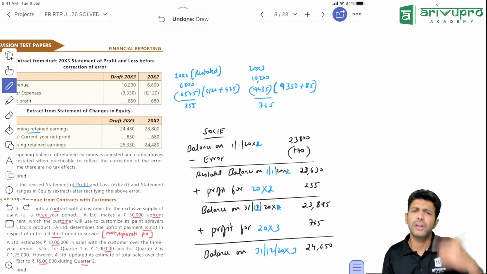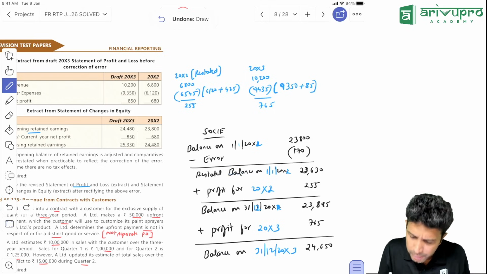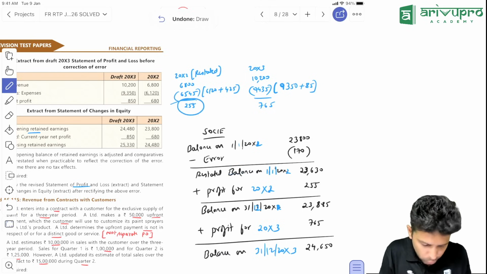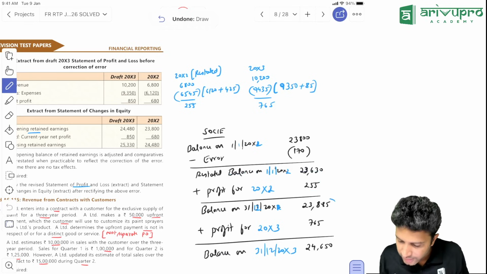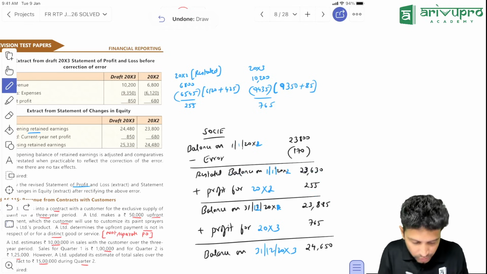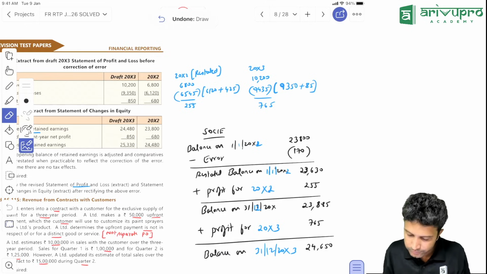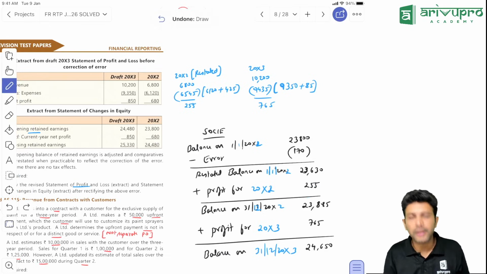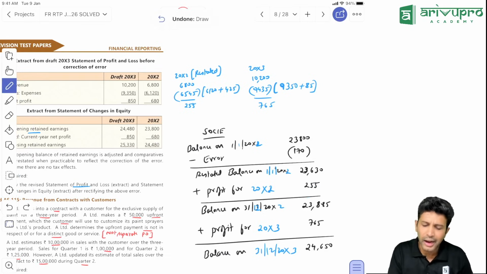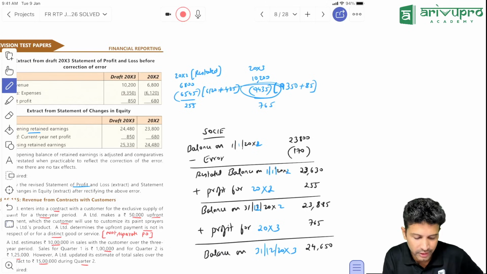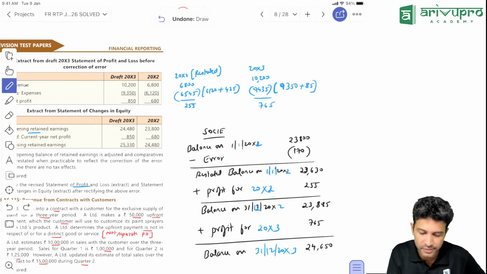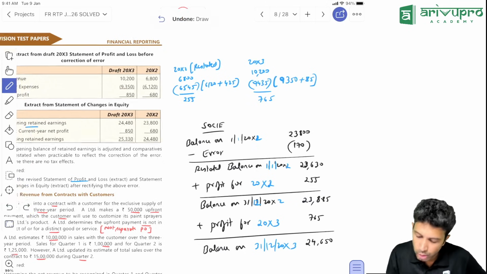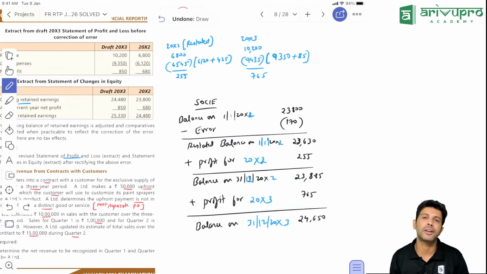Now you add what? The profit of 20X2. How much was the correct profit of 20X2? 255. Add it. You will get the closing balance of retained earnings for 20X2. Then add the correct profit of 20X3, 765. So add that. You will get the closing balance of retained earnings as at 31st December 20X3.